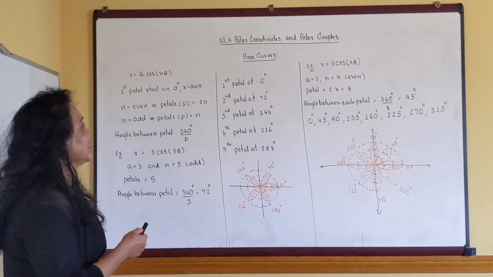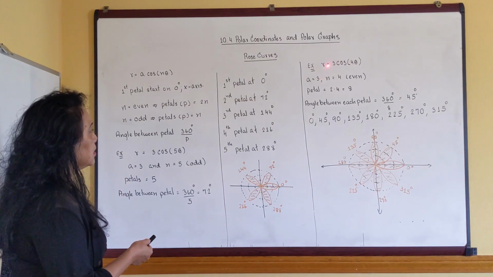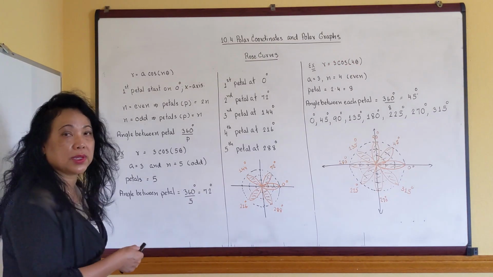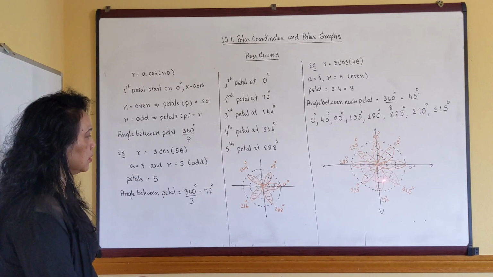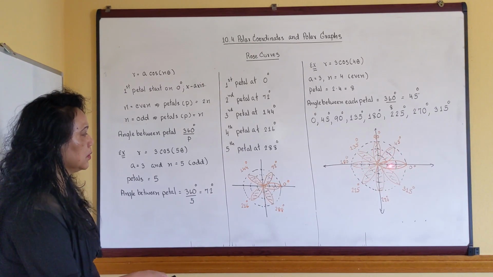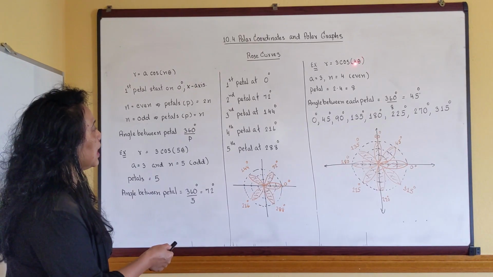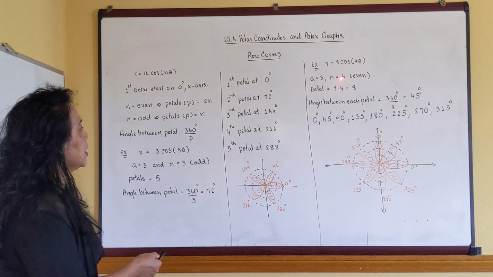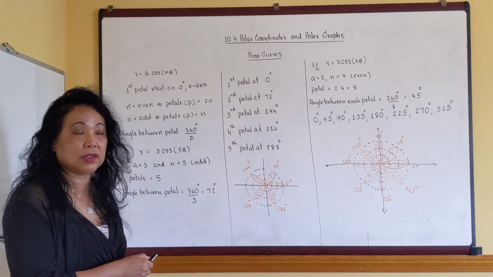All right. So let's look at the next one. Again, I have r equal to 3 cosine 4 theta. 3 is the units here. So I have 3 units: 1, 2, 3. I hope you understand that. And then my n is 4. My n is even. So I'm going to have 2 times n, which is 8 petals. I'm going to have 8 of them.